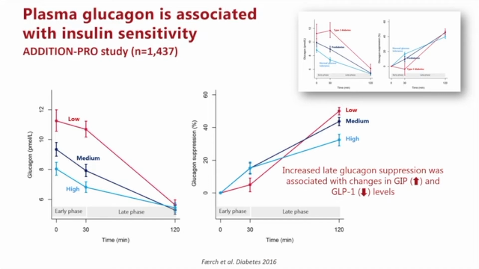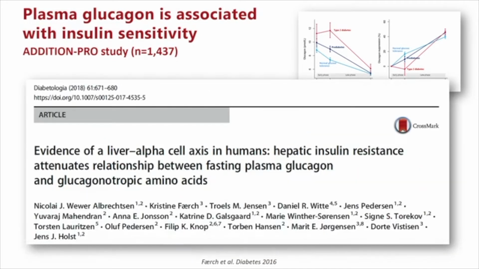This pattern of glucagon suppression and glucagon levels, or this increased late glucagon suppression we found, was associated with the changes in GIP, which increased during the late phase, and also the GLP-1 levels in a linear mixed model. And we have also shown in another study together with Nikolai, also on this population, that there is an association of the glucagon levels with amino acids, and also that hepatic insulin resistance seems to modify the relationship between glucagon and these amino acids.